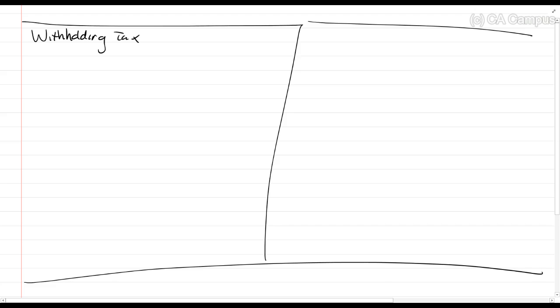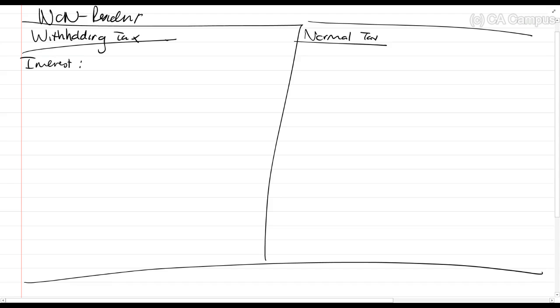Withholding tax, normal tax. Right, this is for the non-resident. So it will be interest, 10,000 times 15% is 1,500. So that's our withholding tax. Under our normal tax, you will say interest received. How much, guys?